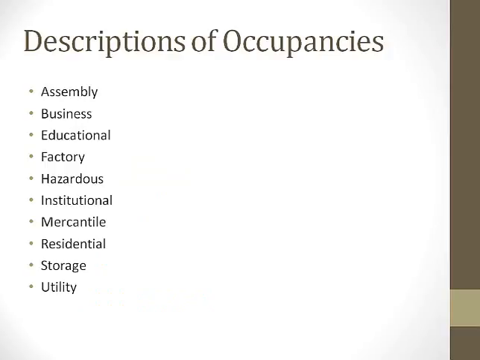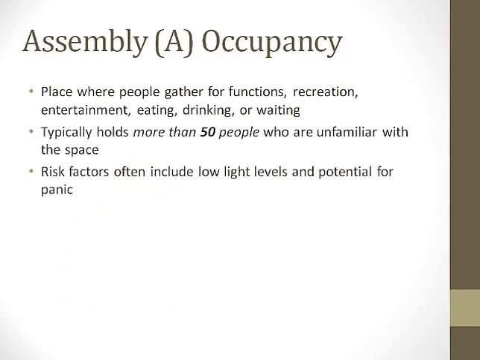Here's the list of occupancies. Assembly, business, educational, factory, hazardous, institutional, mercantile, residential, storage, and utility. We'll look at each one separately. So the assembly occupancy, this is a place where people gather for functions, recreation, entertainment, eating, drinking, or waiting. Typically, we're talking more than 50 people and they are unfamiliar with the space. Risk factors often include low light levels and a potential for panic.